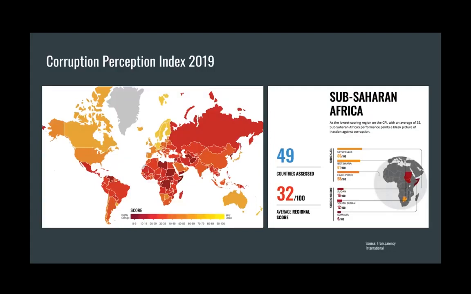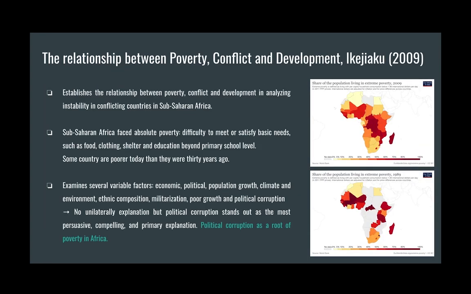The Corruption Index 2019 shows that corruption is widely spread across the globe, especially in sub-Saharan Africa, which has the lowest score in the CPI. Sub-Saharan countries also face extreme poverty, which is defined as the difficulty to meet or satisfy basic needs, such as food and education beyond primary school level. Therefore, in 2009, Ikejiaku studied the relationship between poverty, conflict, and development.